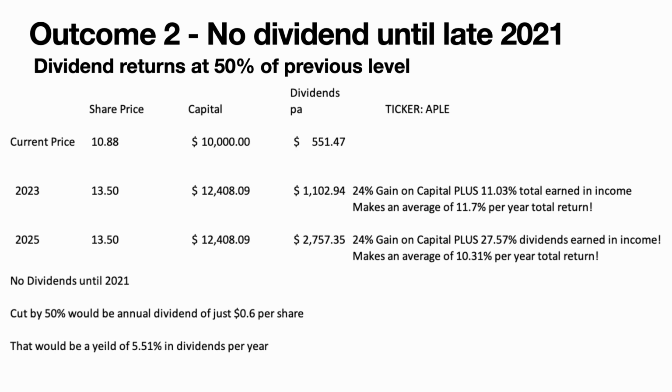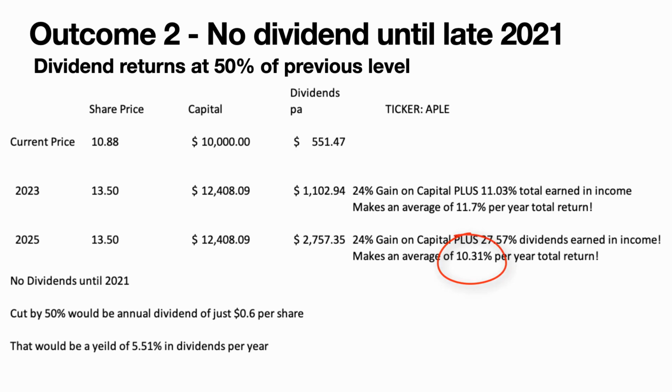Obviously, this is assuming it comes back at the 50%, which would make an average of 11.7% per year total return. Now, if it takes until 2025 for that share price to rebound, then you're looking at a 24% gain on capital plus 27.5% in dividends earned, which would make an average of 10.31% per year total return.